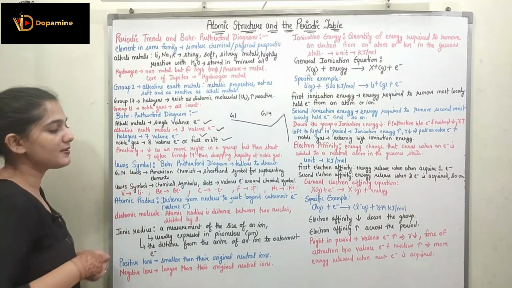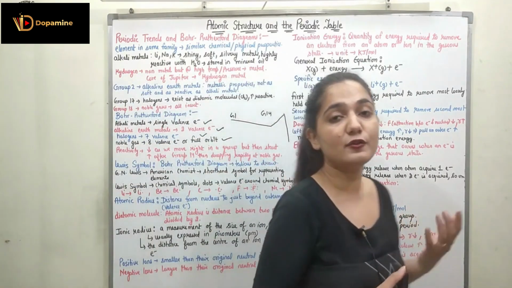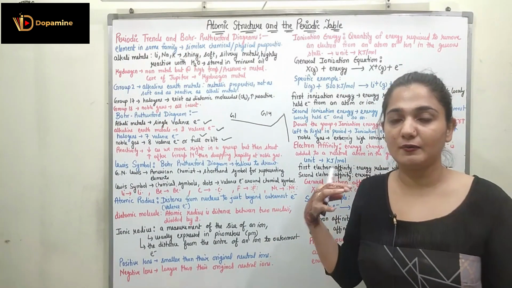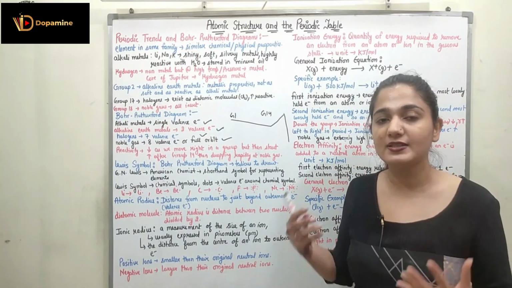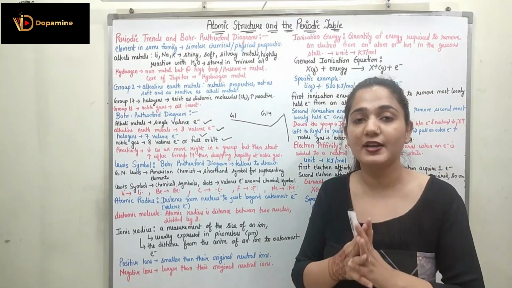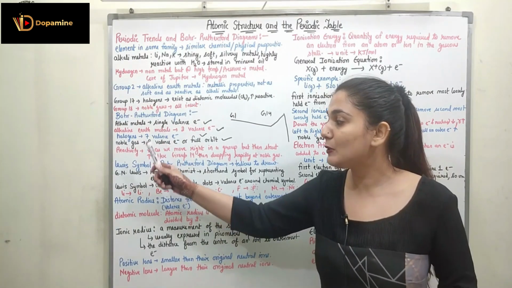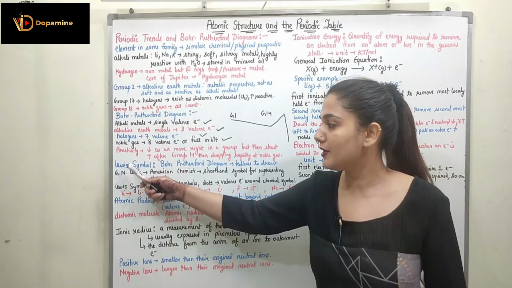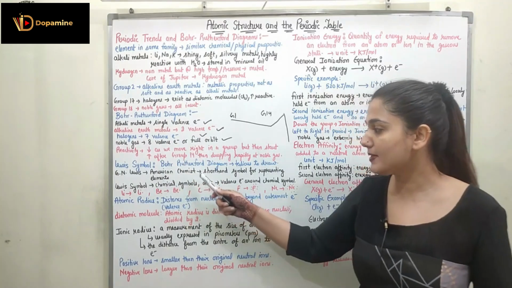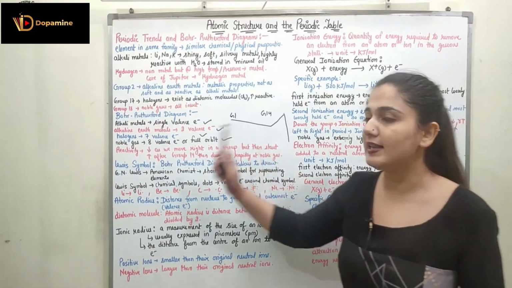Now coming to the Lewis symbol. Why are they made? Because the Bohr-Rutherford diagrams are tedious to draw. We have to draw the various energy levels, and thus it becomes very tedious for the higher atomic number atoms. So what we do is make the Lewis symbol, which was introduced by G.N. Lewis, who was an American chemist, and he gave the shortened symbol for representing the elements.